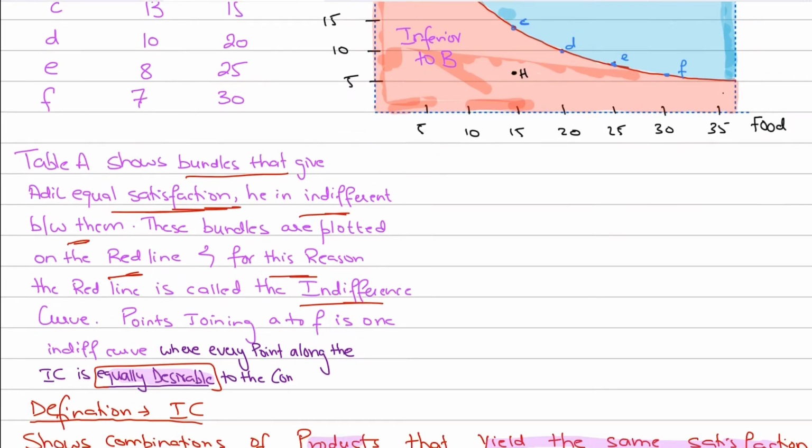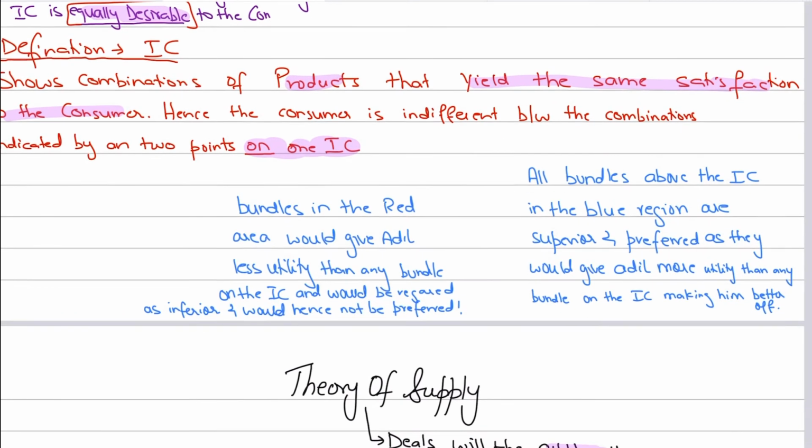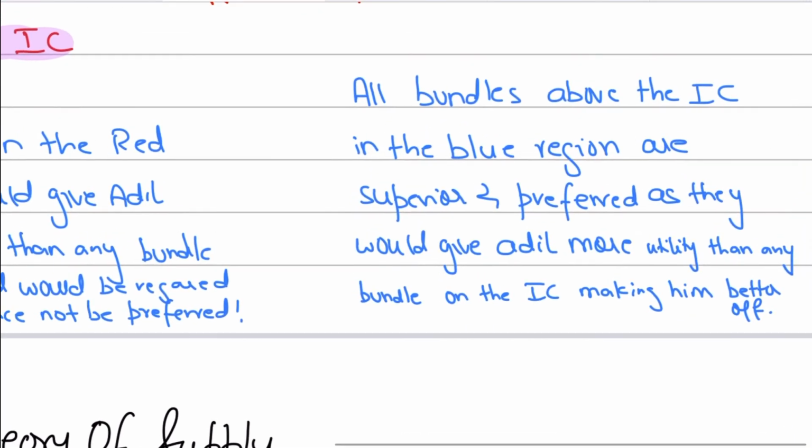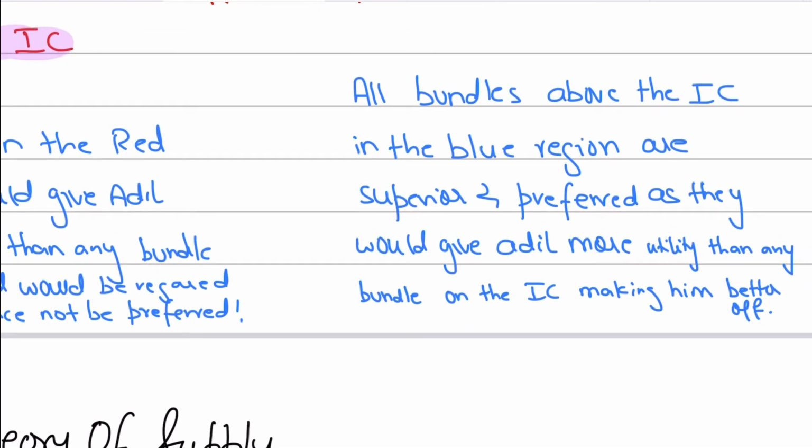Now, one more thing I need to tell you is why I have shaded the areas, but just hang on for a second. Remember that all the bundles above the indifference curve, in the blue region that I have shaded, are known as superior, and they are preferred because they will give Adil definitely more utility than any bundle on the indifference curve, making him better off.